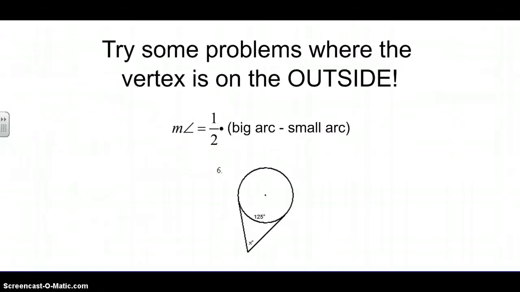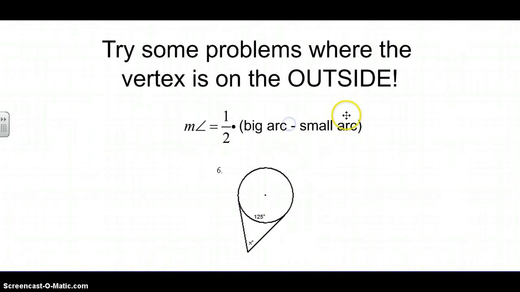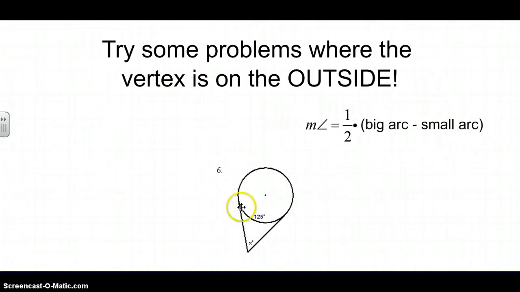Now I want to try this one. This is a little bit different because you're still thinking, okay, vertex is outside of the circle. I need 1/2 the big arc minus the small arc. Well, the small arc is clearly 125. The question is, what is the large arc? And the large arc is right here.